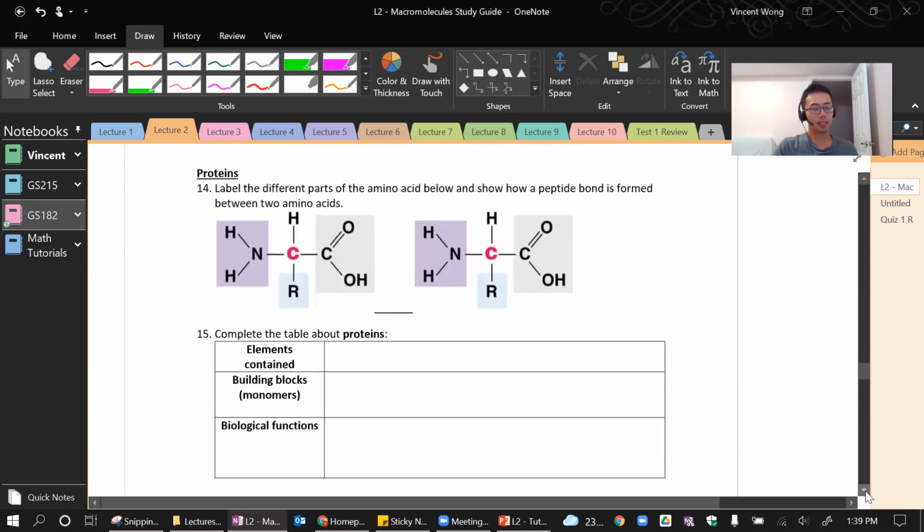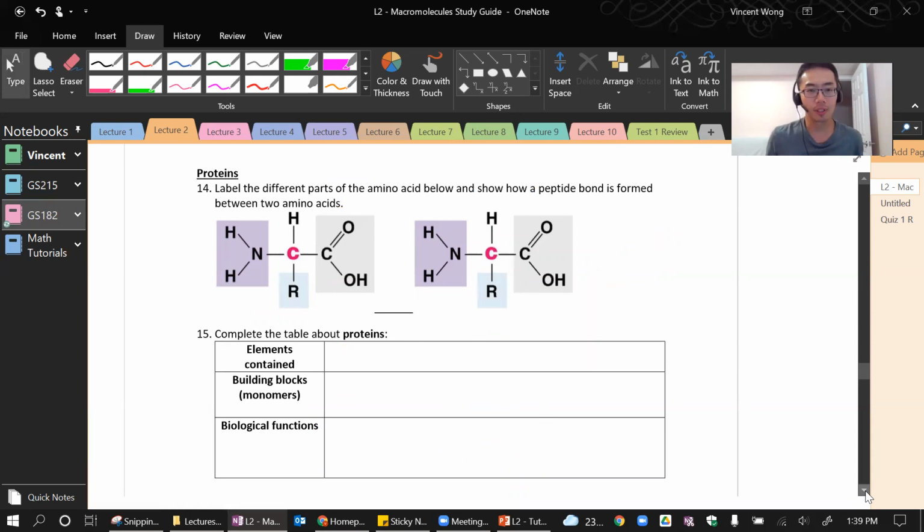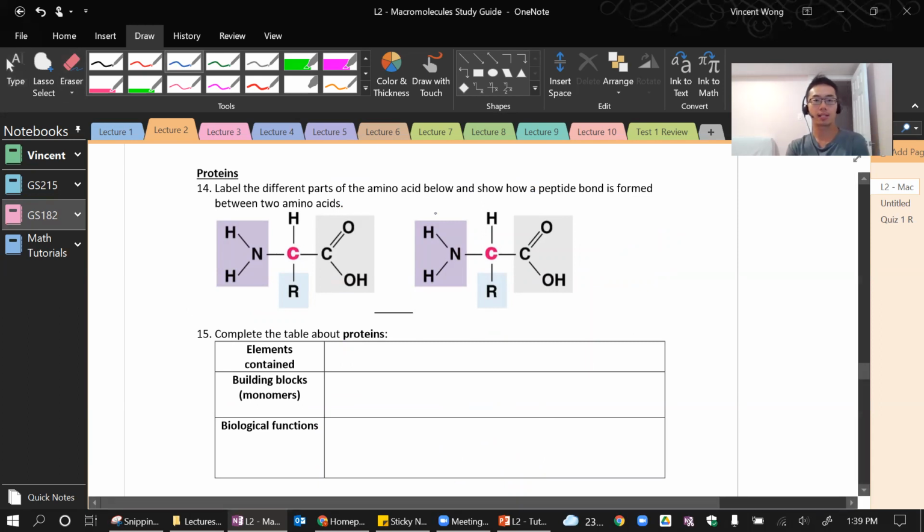Proteins. No breaks today because we have lots to cover. Sorry about that. If we take a break, we will not be able to finish. So proteins: label the different parts of the amino acids below.